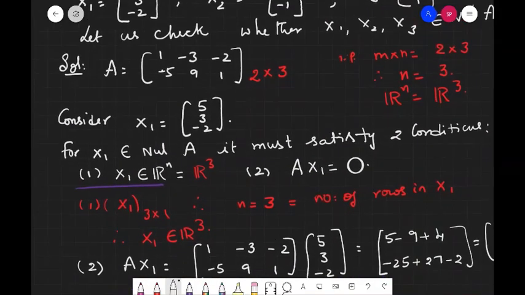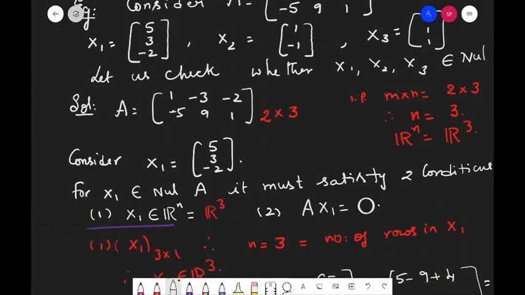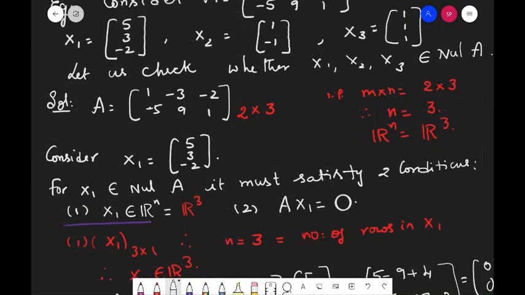The first one we had is in null A. The second one is not in null A because here the number of rows is equal to 2 and n is equal to 3, therefore it cannot be in null A; x2 does not belong to R3. And then for x3, it belongs to R3, but Ax3 is not equal to 0. Therefore, it cannot be in the null space.